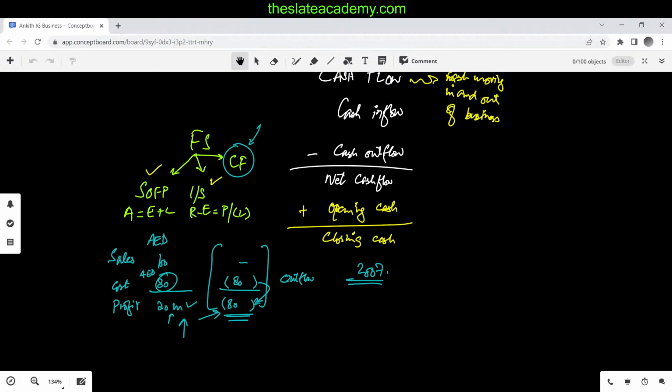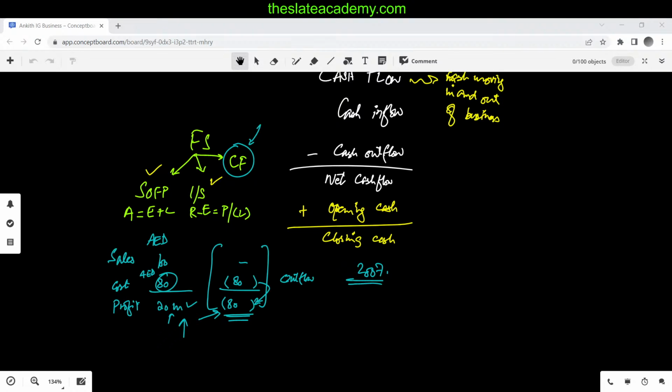Okay. So the point that I'm trying to make over here is that cash flows are sometimes equally, or at times even more, important than the profit or loss position of the business. Okay. So we can't just ignore the cash flow position. We have to look at the cash flow position besides looking at the income or profits position of the business as well. So a few more terms that we'll be using.